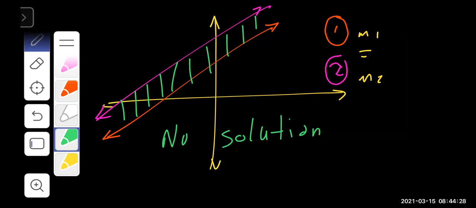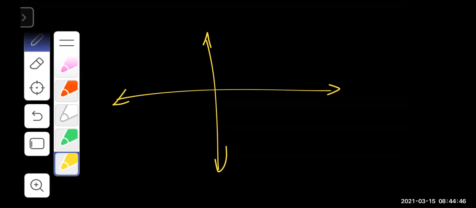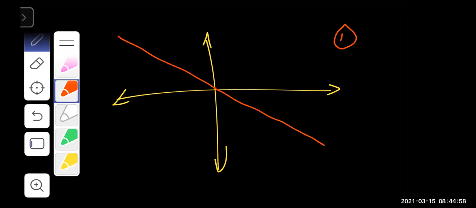Let's go to number 3. This is my third case. Let's say that I got my function 1, and that function is something like this. And then I got my function 2, because we're going to solve a system of linear equations using two variables. And my function 2 is going to be something like this again.